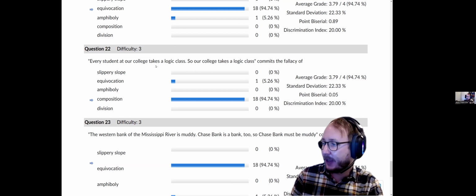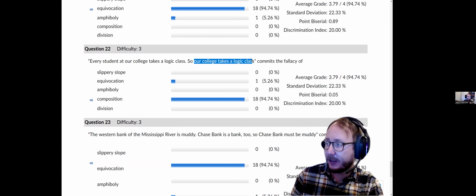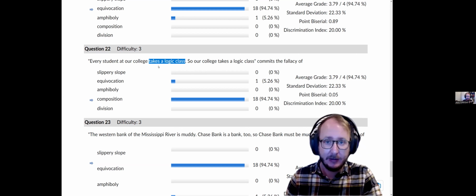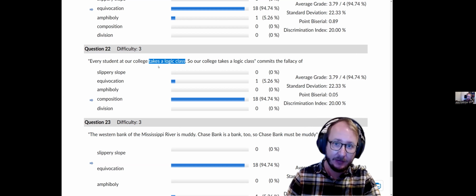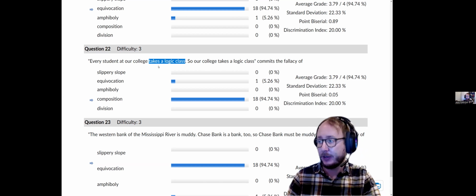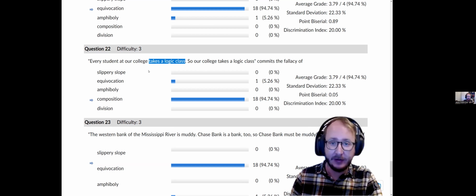Question 22 is composition. We're starting off in the premises with each of the parts, which is each student in our class or at our college, and we're drawing a conclusion about the college in general, the whole thing. And again, the predicate "takes a logic class" applies to students, but does not apply to students when put together as a whole student body, right? Or at least when put together as parts of a college. The predicate doesn't apply to the whole thing the same way it applies to the parts.